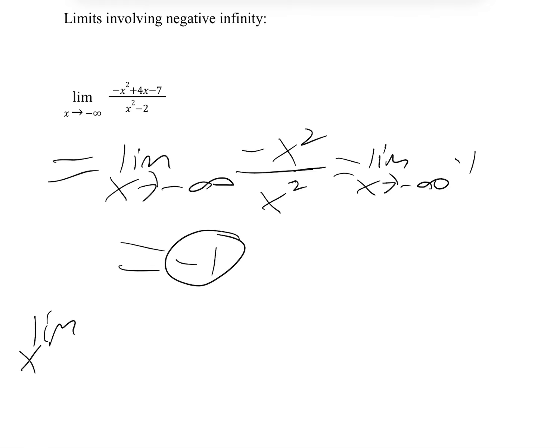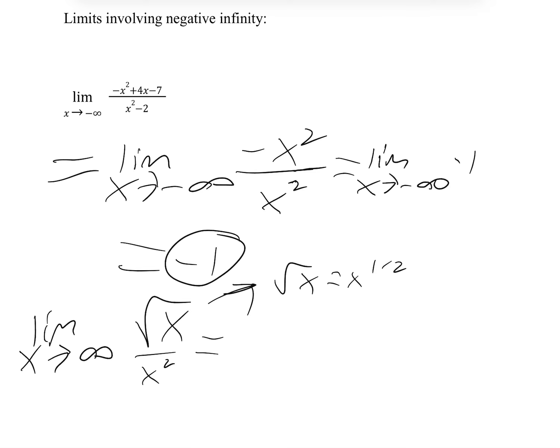And then something I don't have on this page, but I want to show you, is what if you had the limit as x goes to infinity of the square root of x over x squared? You have to remember all these laws from algebra and pre-calculus. The square root of x equals x to the 1/2, so you have to break it down into its exponent. So this equals the limit as x goes to infinity of x to the 1/2 over x squared. This equals the limit as x goes to infinity of 1 over x to the 3/2, 1 over infinity, 0.